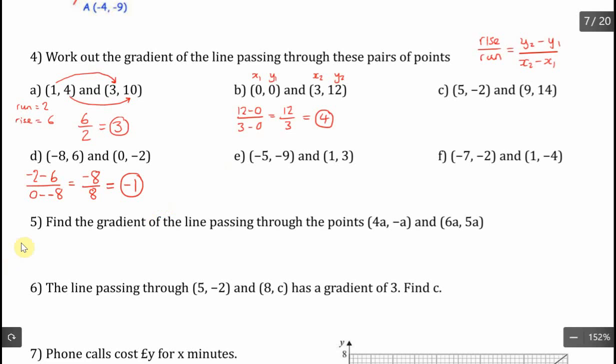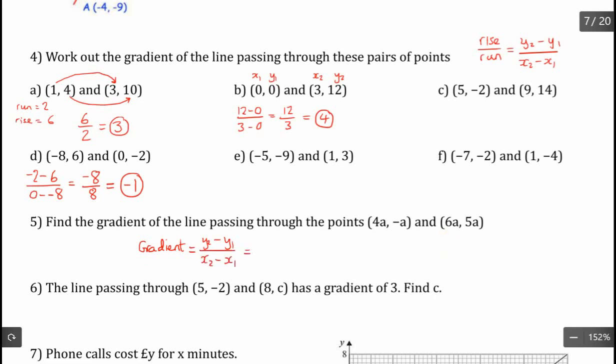Okay, so number 5, find the gradient of the line passing through the points (4a, -a) and (6a, 5a). Now, we've got some algebra in there, but that's okay. Let's just try our method and see what happens. So the gradient is equal to y2 minus y1 over x2 minus x1.